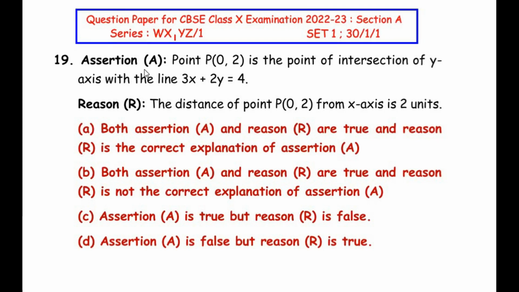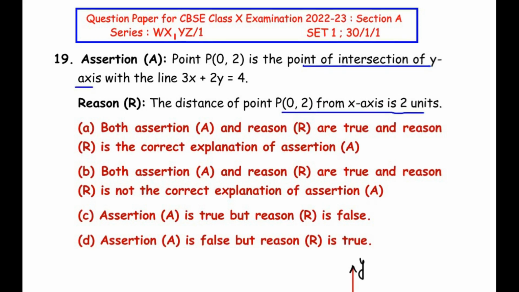The assertion states that point P(0, 2) is the point of intersection of y-axis with the line 3x + 2y = 4. And the reason given for the assertion is the distance of point P(0, 2) from the x-axis is 2 units. So let us focus on the assertion and let us try to understand it using a rough graph first.